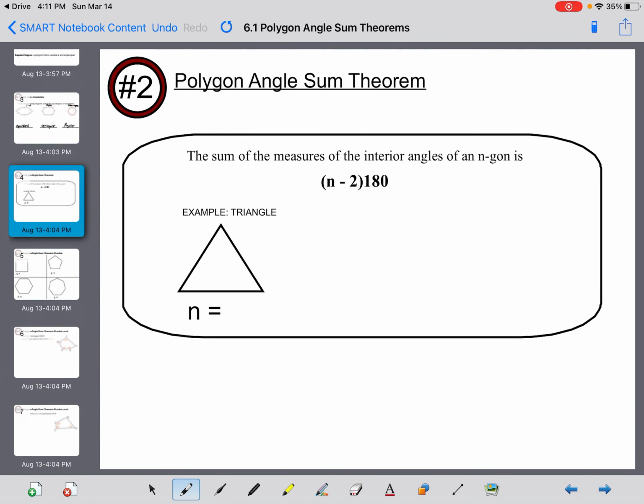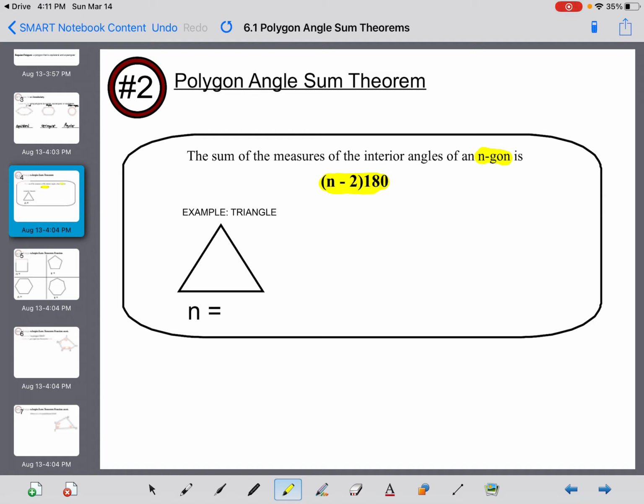Okay, the first new theorem that we're going to learn is the Polygon angle sum theorem. The sum of the measures of the interior angles of an n-sided polygon, which is also known as an n-gon, is n minus 2 times 180. N is just a variable for right now. It could be 3 sides, 4 sides, 5 sides. We don't know until we're given the image.